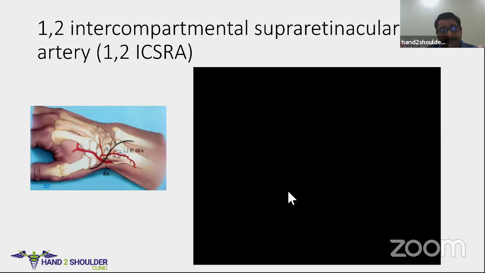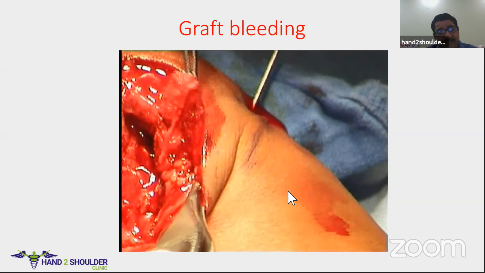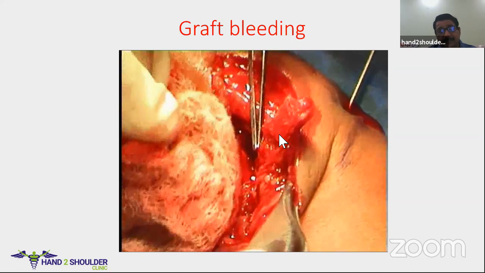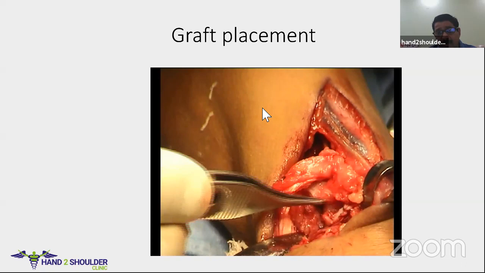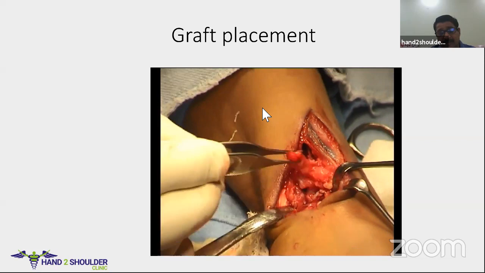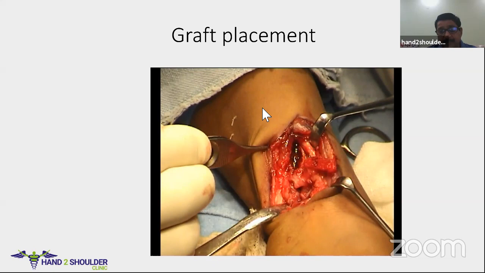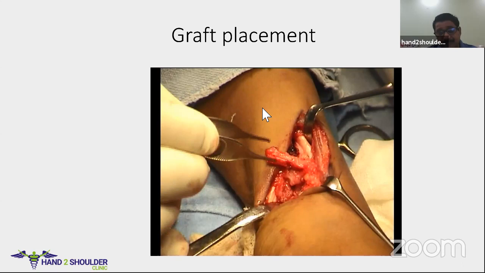Once you dissect the artery with the help of a pedicle, then if you release the tourniquet, you see the graft bleeding, the punctate bleeding from the cancellous part and from the edge, which shows that the graft is vascularized. And then you create your trough into the fracture. This is when you correct the fracture deformity, this is the defect which you see. So that is the pedicle, that is the graft which comes into the trough.